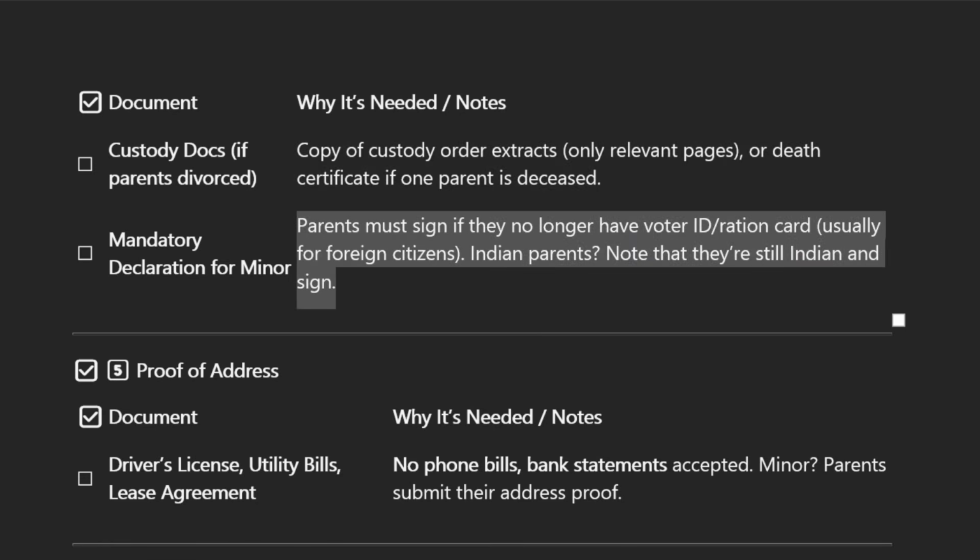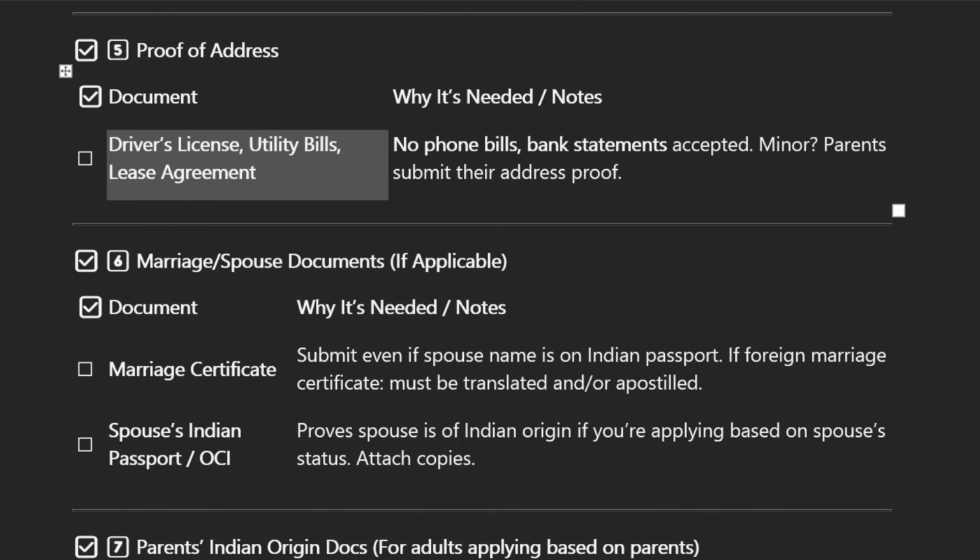This mandatory declaration form is important if you were Indian or the minor's parents were Indian. In that case, you have to give this declaration that voter ID and ration card are no longer with you. The declaration is a must. And if you are still Indian, you can just write on the declaration form that this is not applicable since you are still Indian. So that way you don't give any room for the service provider to assume that you have not given the document.